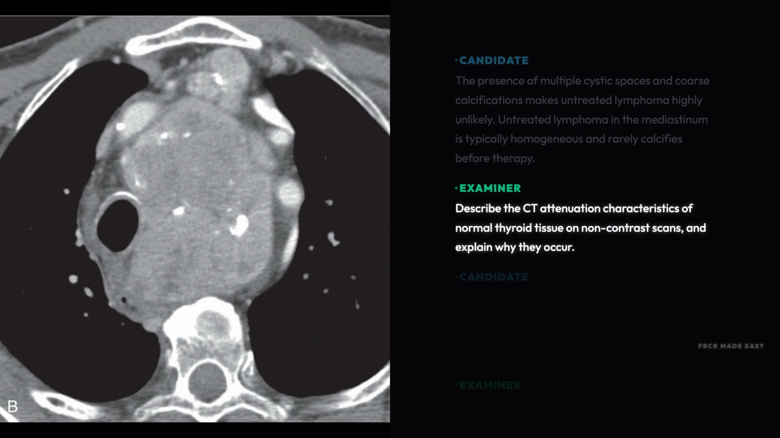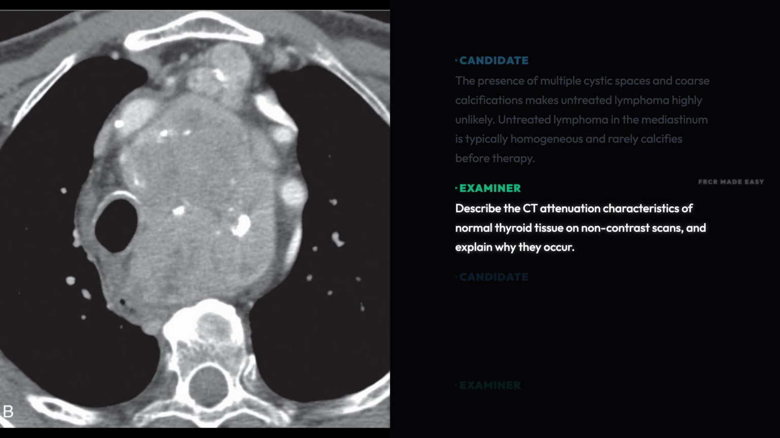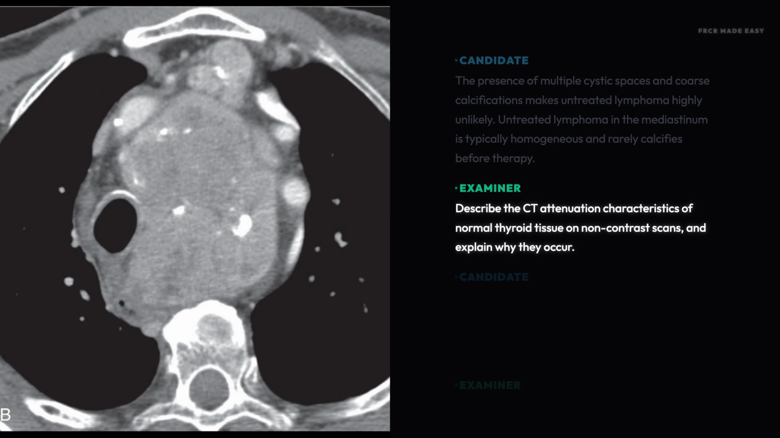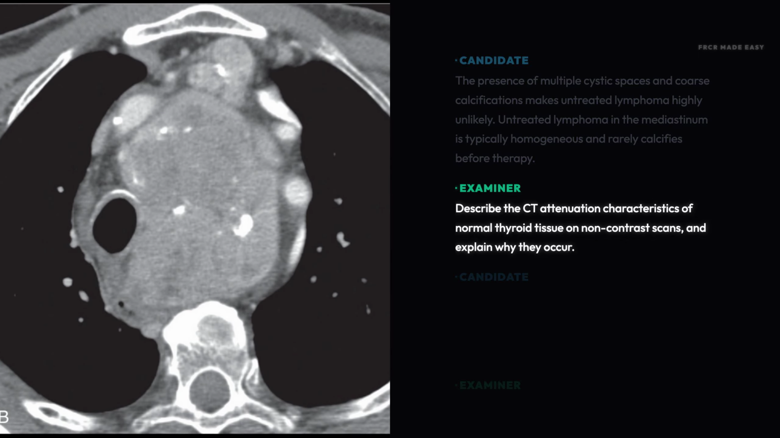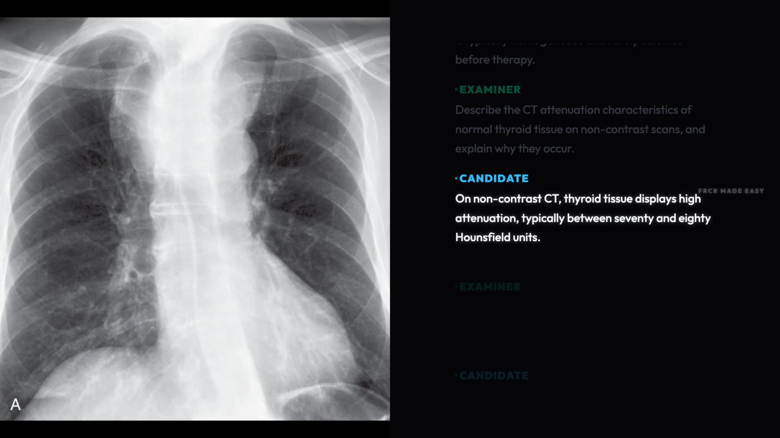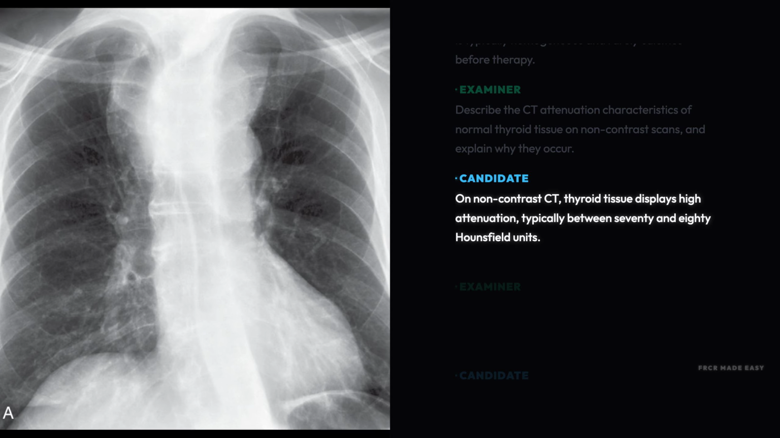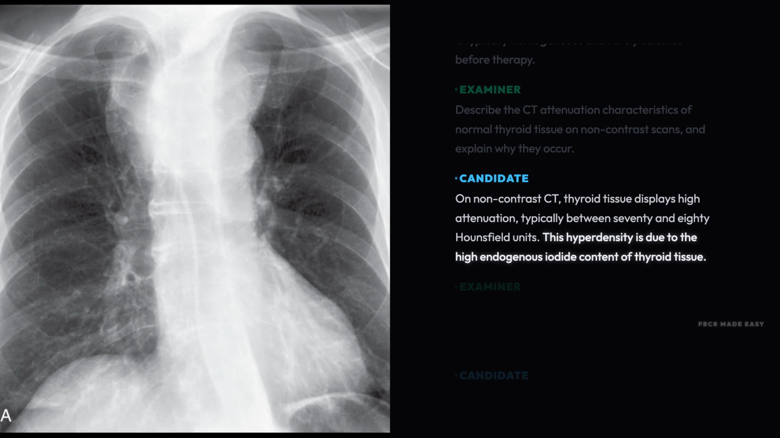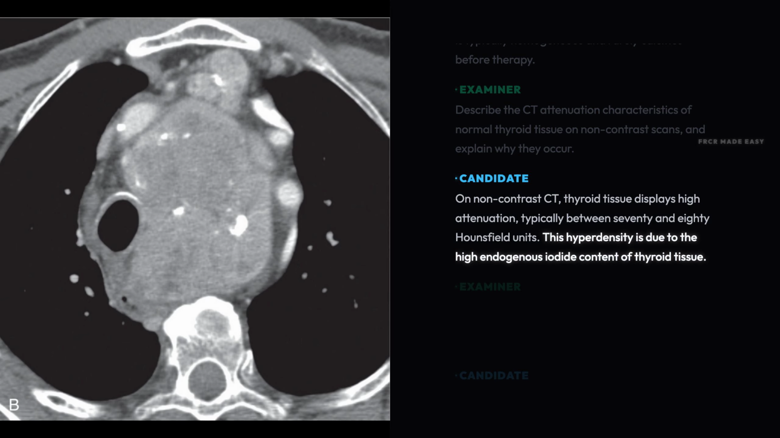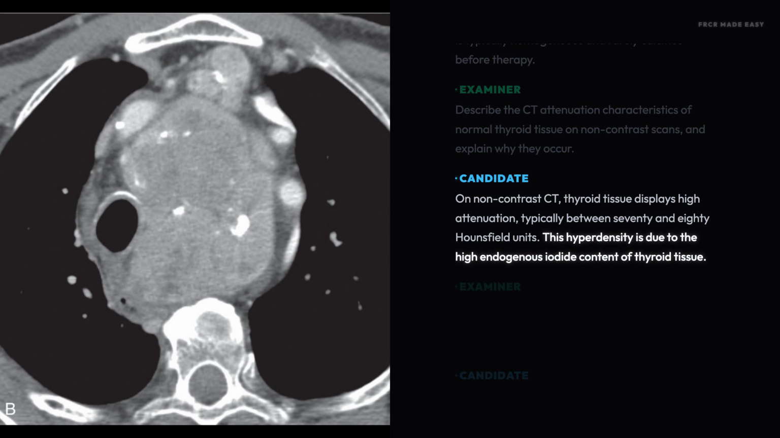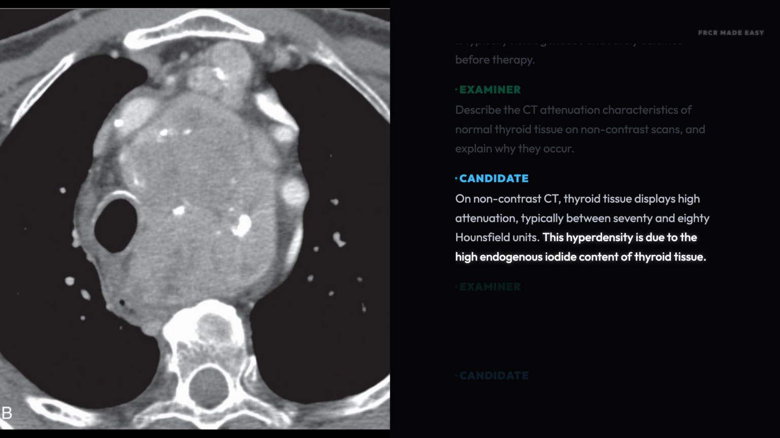Describe the computed tomography attenuation characteristics of normal thyroid tissue on non-contrast scans, and explain why they occur. On non-contrast computed tomography, thyroid tissue displays high attenuation, typically between 70 and 80 Hounsfield units. This hyperdensity is due to the high endogenous iodide content of thyroid tissue.